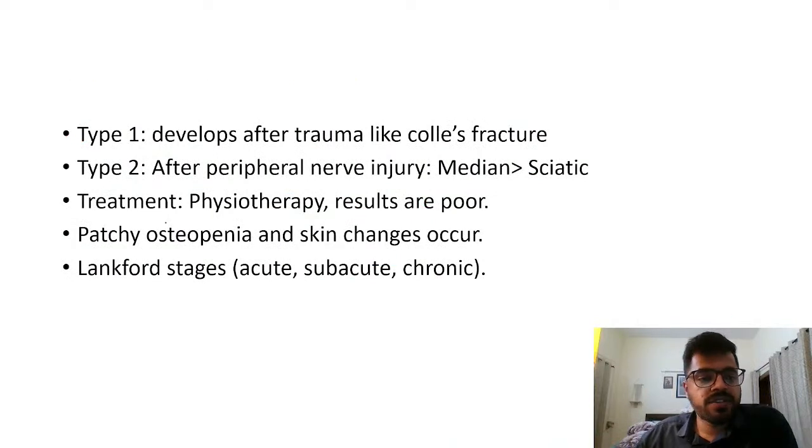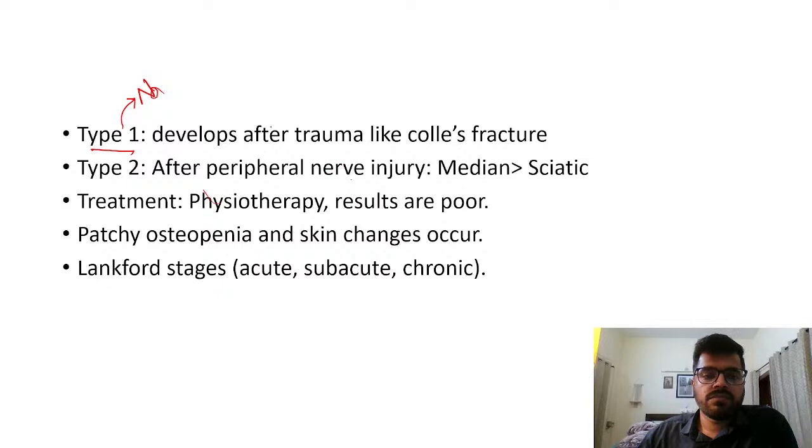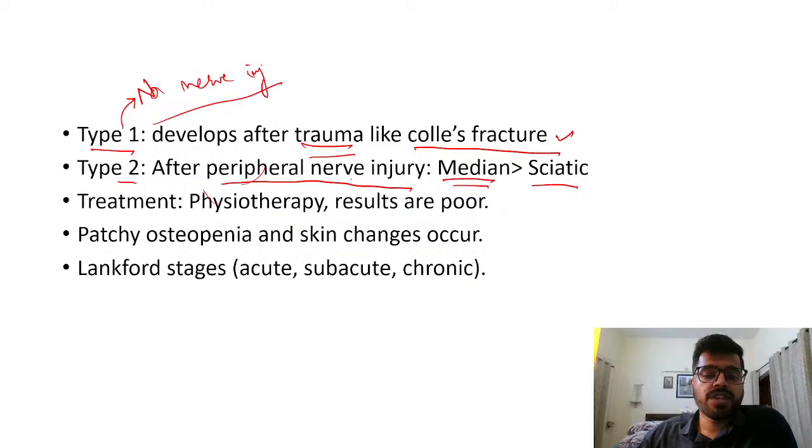So there are 2 types of CRPS. This is old classification, but it's still asked. Type 1, where we could not find any evidence of nerve injury. It develops after trauma like Colles fracture. Second is where peripheral nerve injury is present. Median is more common than sciatic. Treatment in both these is physiotherapy, but the results are poor.